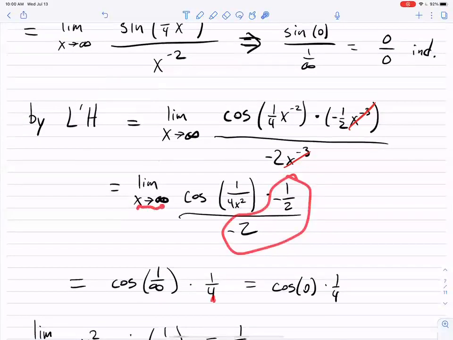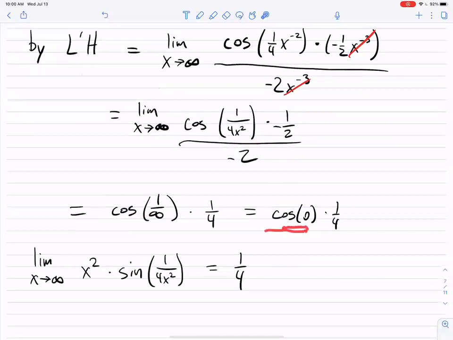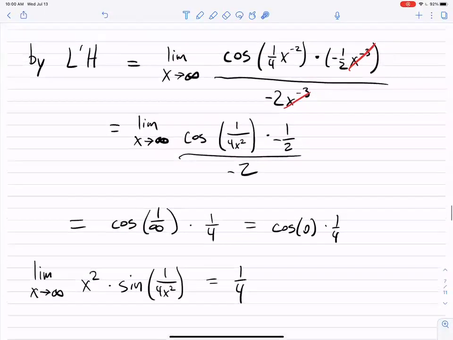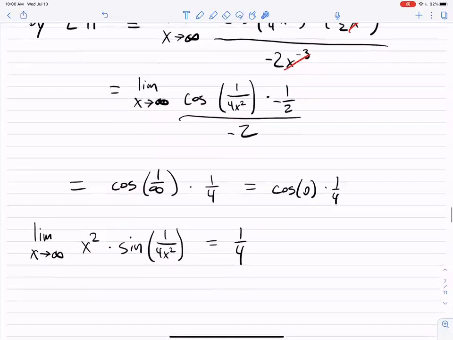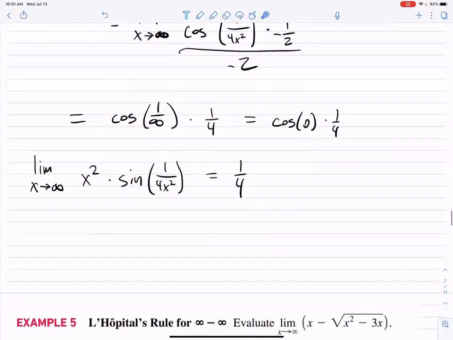And then I can plug in infinity right here. And so I get cosine of 1 over infinity, which is cosine of 0. And so you get cosine of 0 times 1/4, which equals 1/4. And so the final limit is just 1/4. And so this is an example of where you have to rewrite it to get it into L'Hopital's form. And so that's something that will happen.